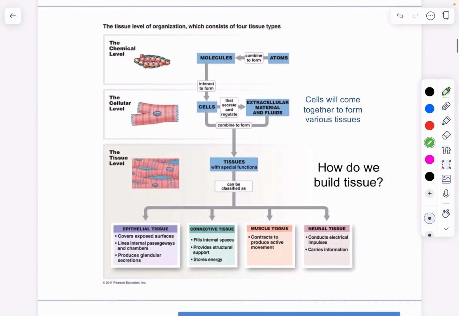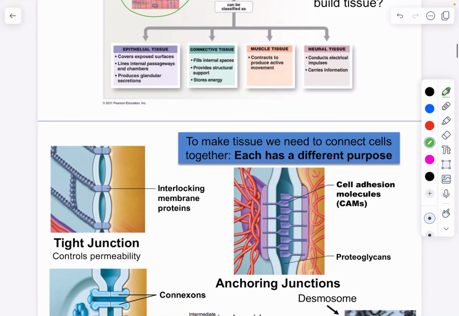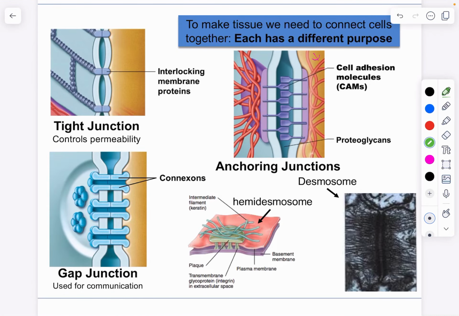All right, so coming back to this slide again, it is going to be important to understand how cells come together to form these tissues. So how do we build tissue? There has to be a way that cells can connect with each other to form these types of tissues. There are several really important ways that cells connect to each other. So to make tissue, we need to connect cells to each other.